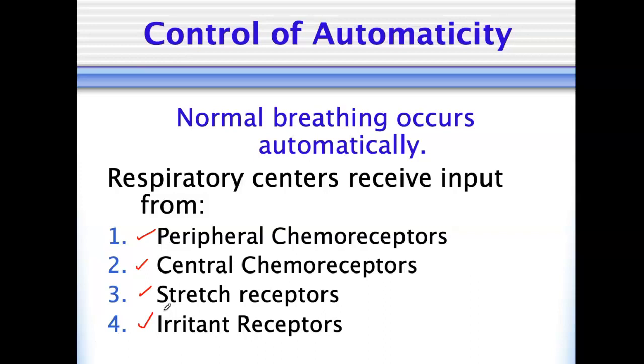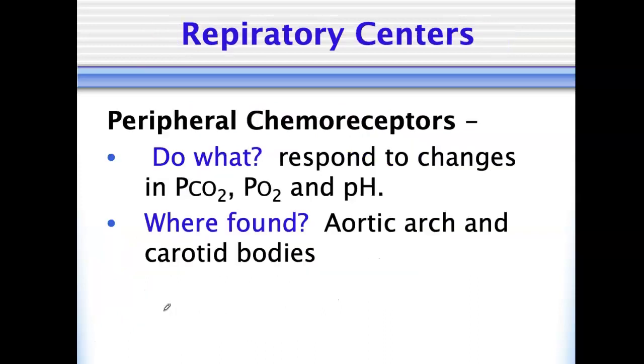So these respiratory centers then are monitoring all these things. They're receiving input. And they are monitoring how? They're responding to changes in pressure. P is pressure of carbon dioxide, pressure of oxygen, and also what the pH of the blood is doing. Are you in acidosis? Do you need to be breathing more?